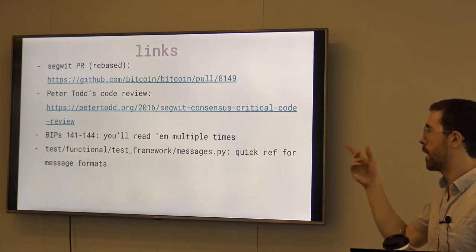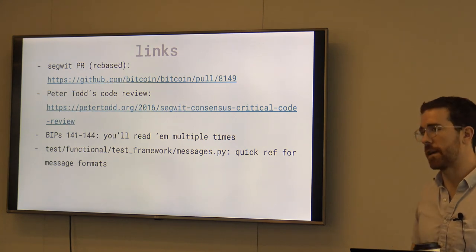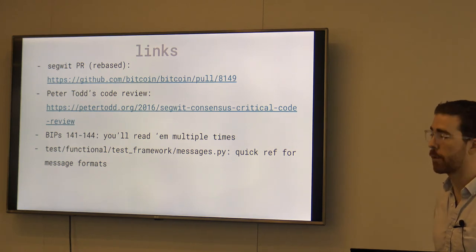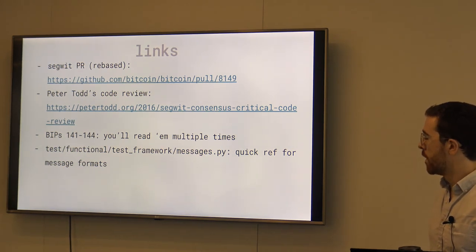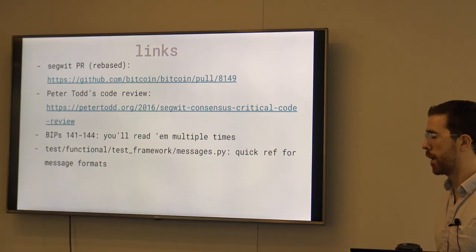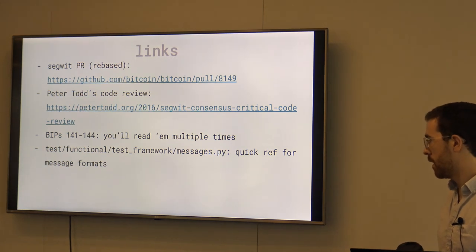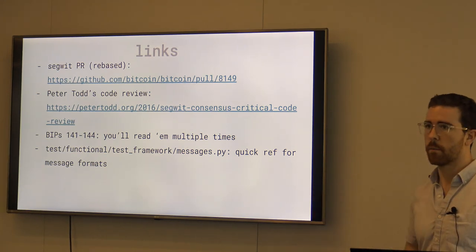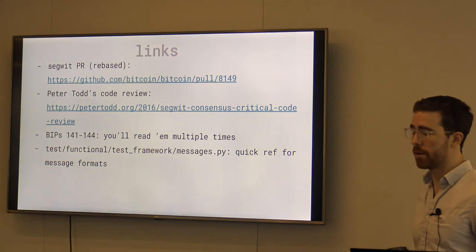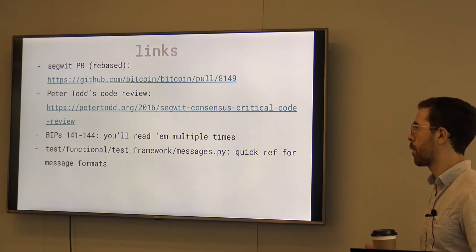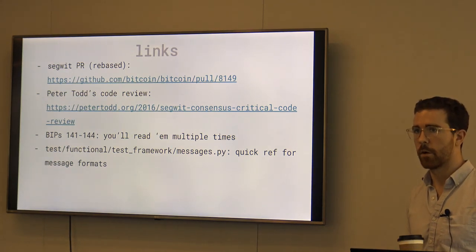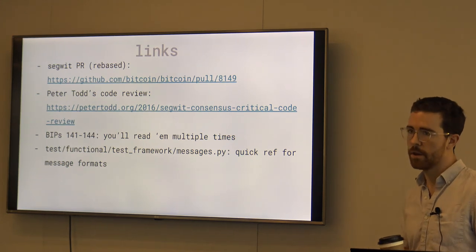Accompanying that is a write-up that Peter Todd did, which is basically his code review of that pull request, which I think is really well done. He raises some good points. The BIPs, obviously, are a shorthand for getting an exact idea of what these changes are. And if you want to understand not only the SegWit message changes but, more generally, the Bitcoin protocol message changes, one high-level way to do this is to look in the test framework, where we define all the message structs. That's a good shorthand for what the serialization formats look like. So those are all worth checking out.